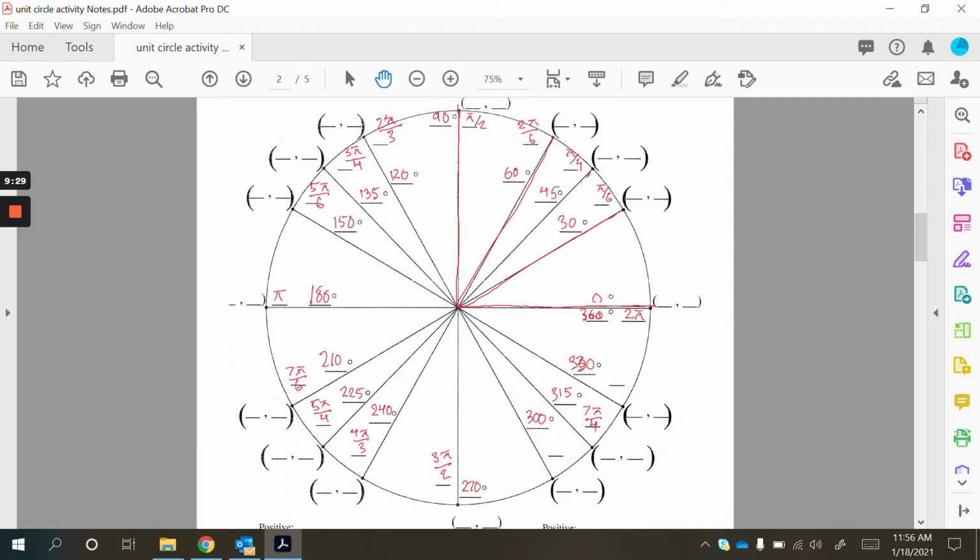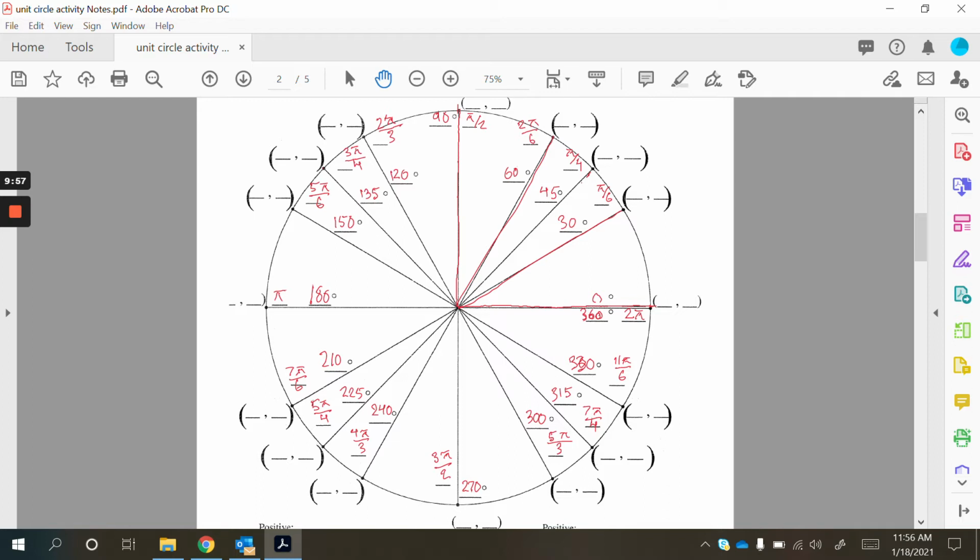So 9 pi sixths, 10 pi sixths, which would then be 5 pi over 3. 10 pi sixths, 11 pi sixths, and then we end up at 12 pi sixths, which 12 divided by 6 is 2.